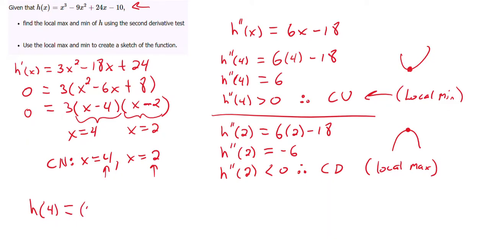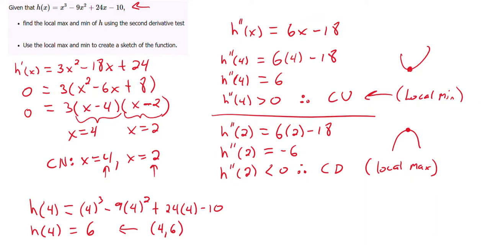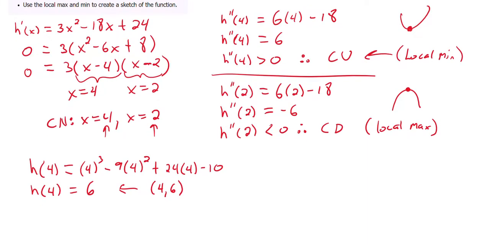Well, that would be 4 cubed minus 9 times 4 squared plus 24 times 4 minus 10. I just have the answer offhand, but you could plug this all into your calculator. So this would be 6. So h of 4 is equal to 6. You can think about this as being at the point (4, 6) on our graph. Okay, so if we just remember, that was a local min. So this was at a local minimum, just so we don't forget what we're looking at.